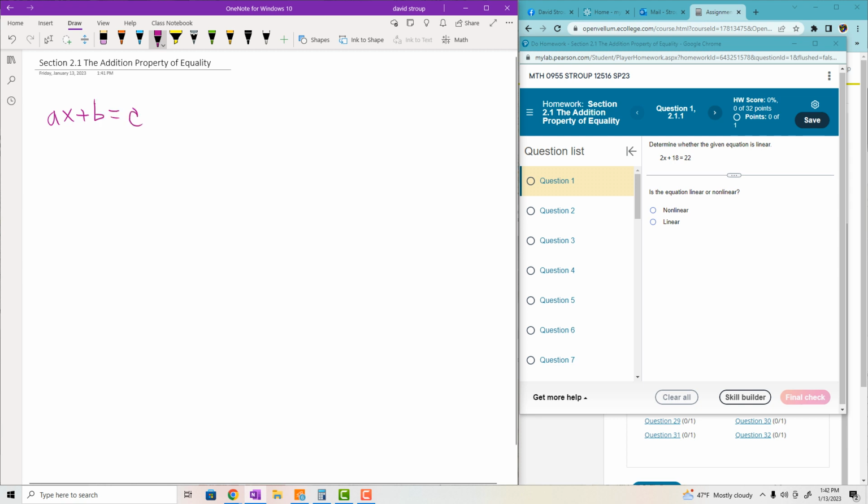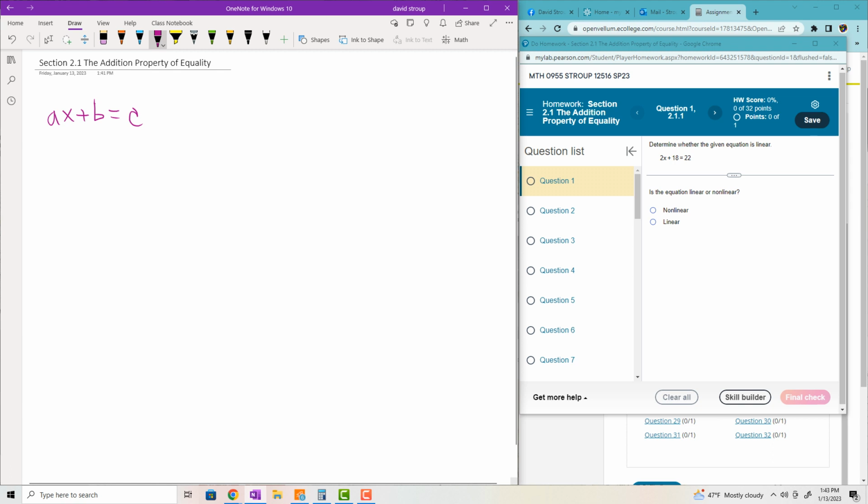equals c, where a, b, and c are just real numbers, and x is a variable, and a is not equal to 0. Okay, so you can move things around a little bit, but this is kind of the standard form.